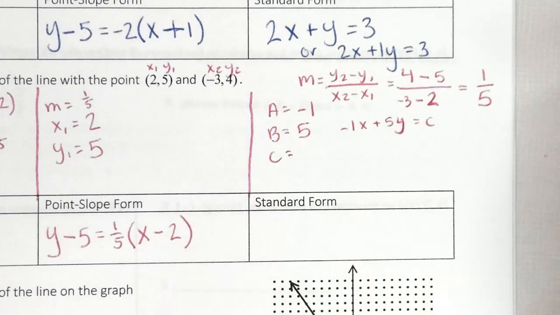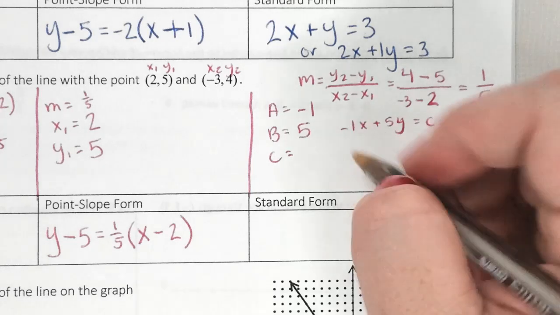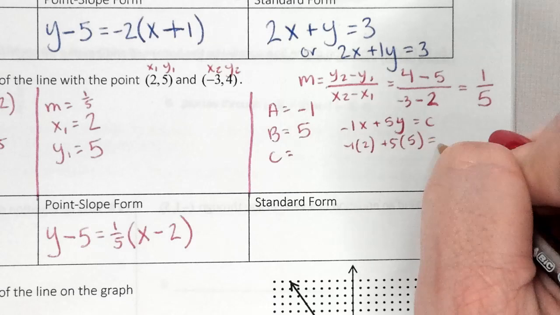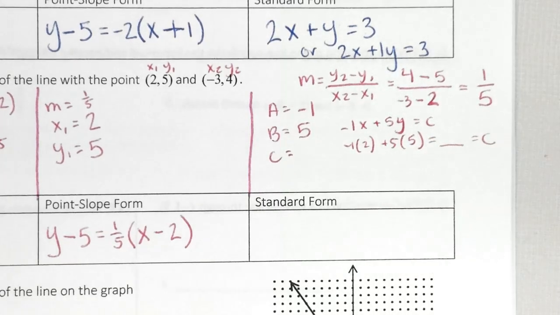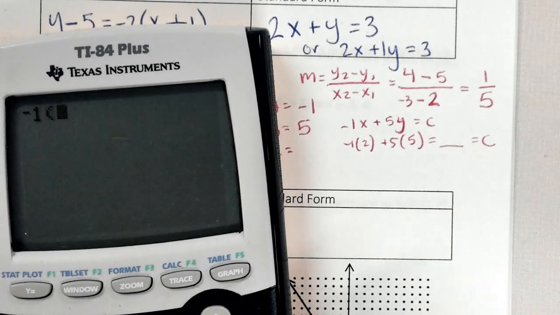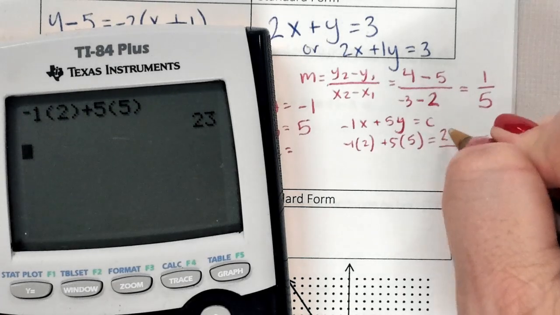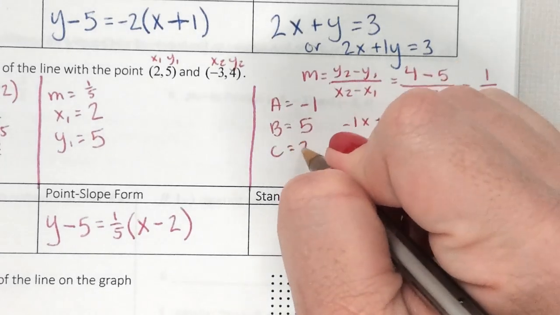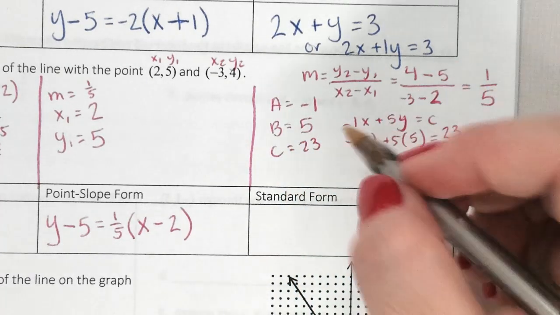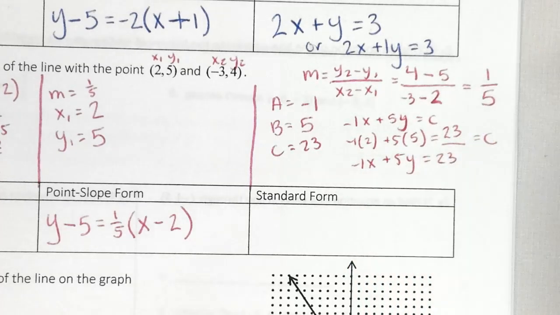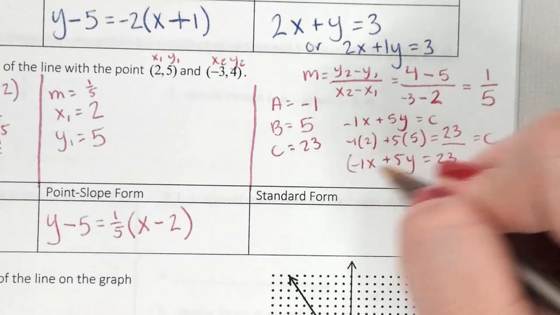Again, it doesn't matter which point I use, but I'm just going to keep using that first point. So I have negative 1 times 2 plus 5 times 5 equals C, whatever that is. So I have negative 2 plus 5 times 5, and it equals 23. Now, A is not allowed to be negative. But if I rewrite this, negative 1x plus 5y equals 23, technically could I multiply both sides by negative 1?